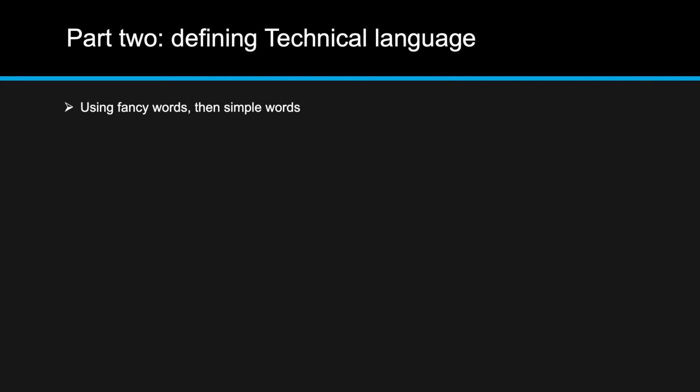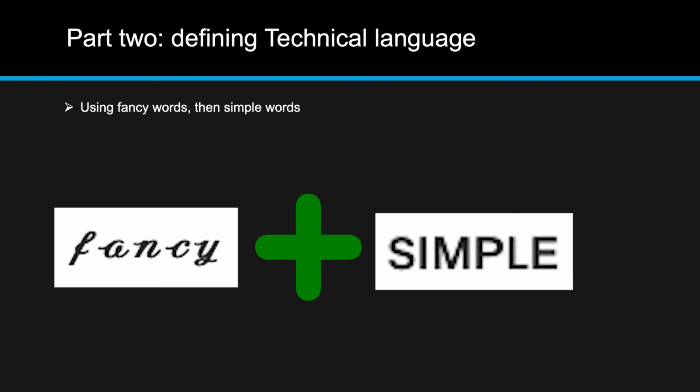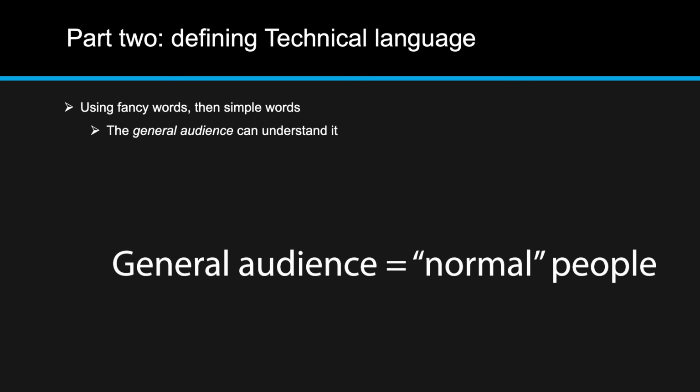That's where the second part comes in, which can easily be overlooked. For this strand, you must also define the scientific terms or principles in simple words, so you use both fancy words and non-fancy words. This allows the general audience to understand your essay.